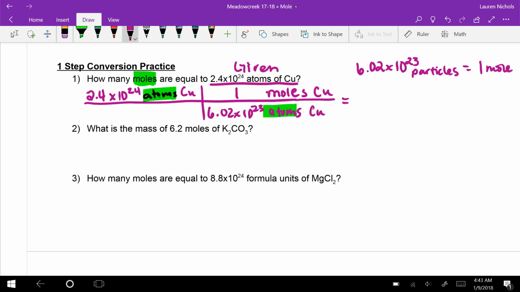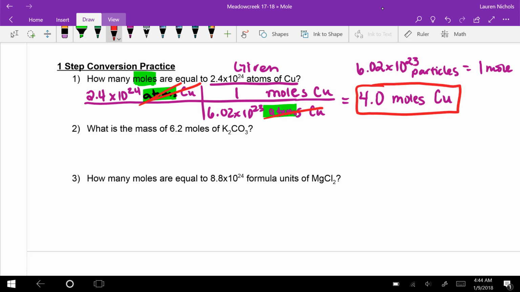So in my calculator, this would be 2.4 times 10 to the 24 times 1 divided by 6.02 times 10 to the 23. And when we do this, we will get 4.0 moles of copper. The reason is that atoms of copper cancel out with atoms of copper, and so all you have left is moles of copper, and that is what they wanted you to find. And since my number has a number, a unit, and a substance, I know that I have my final answer.